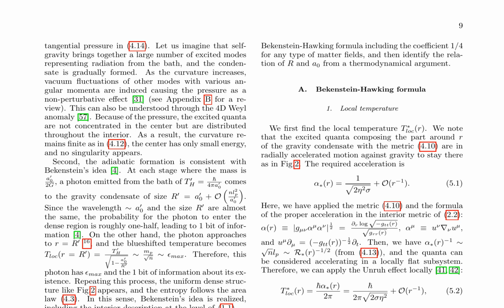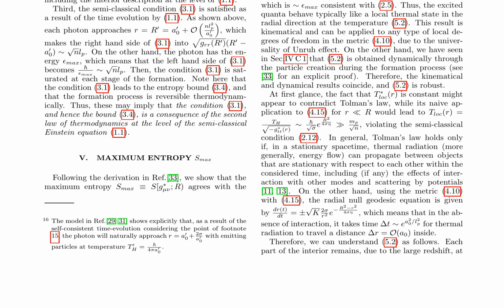As photons approach the gravity condensate, the semi-classical condition is satisfied, ensuring the entropy bound. The local temperature, calculated using the Unruh effect, is shown to be consistent with the energy of the excited quanta. This result holds both kinematically and dynamically, demonstrating the robustness of the concept. The Unruh effect, a fundamental concept in quantum field theory, describes the thermal radiation experienced by an accelerating observer.